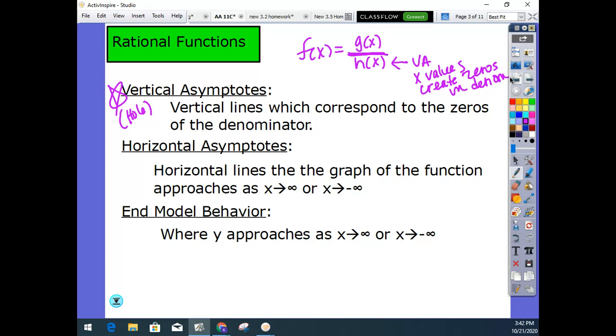Horizontal lines are where the graph of the function approaches as x approaches infinity or negative infinity. I would say your end behavior is what y is approaching as x does. So notice these are very similar. These are very, very similar concepts. Horizontal asymptotes can determine our end behavior.